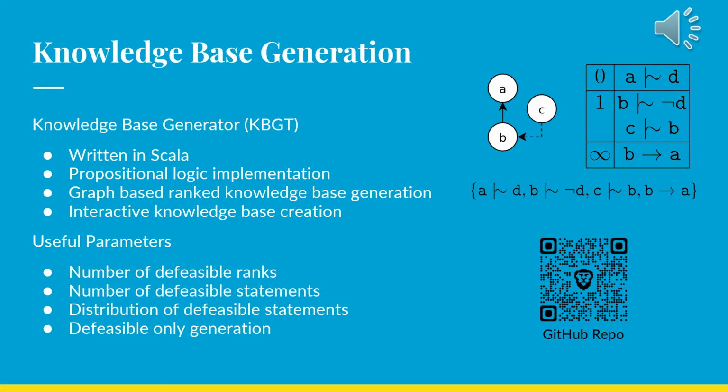This is done through a graph-based procedure, of which a simplified example is shown on the right and is outlined in more detail within the paper. There is also a manual procedure for adding and subtracting individual statements to and from a knowledge base. The parameters that proved useful are the number of defeasible ranks, the number of defeasible statements, the distribution of defeasible statements over the defeasible ranks, and whether or not only defeasible statements should be used.